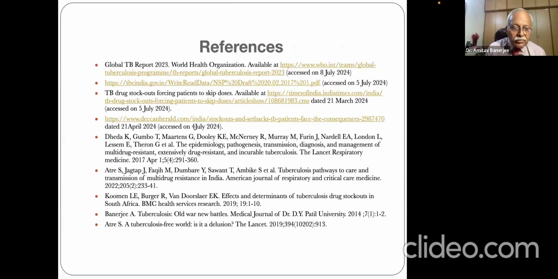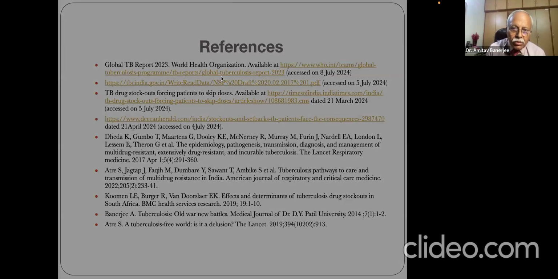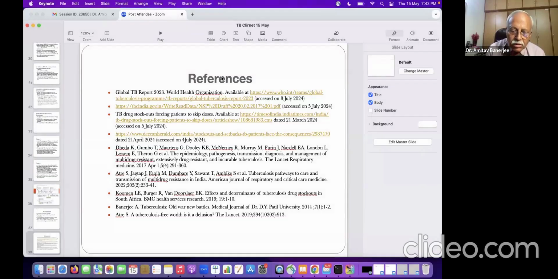And these are some of the references which you can see about the drug stockout. The whole genome sequence data I have not documented because it is still under publication and with special permission. I found this very interesting for illustrating the advantage of WGS, whole genome sequencing. So that's why I just wanted to use those examples.